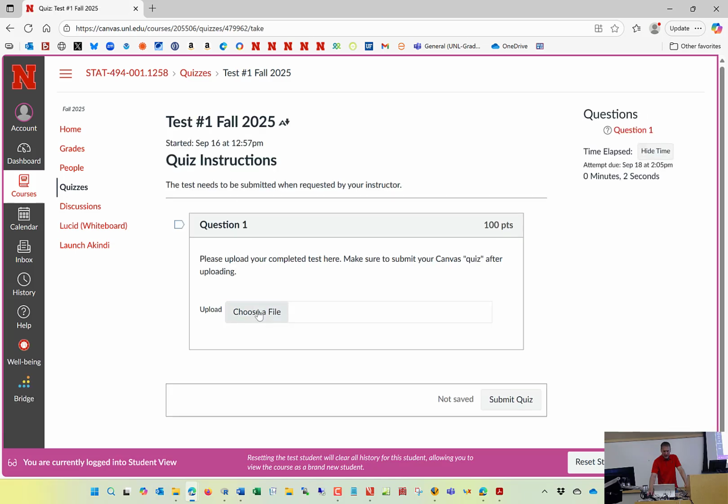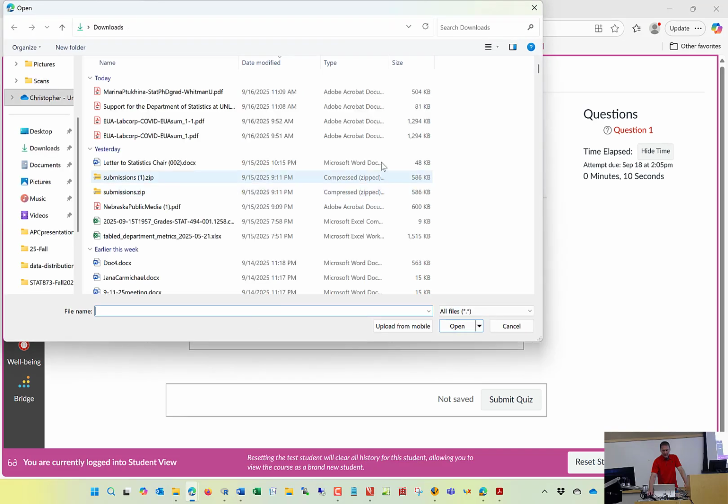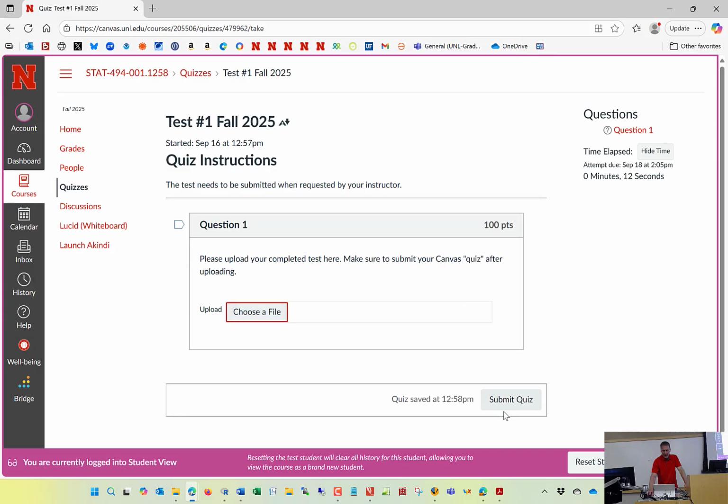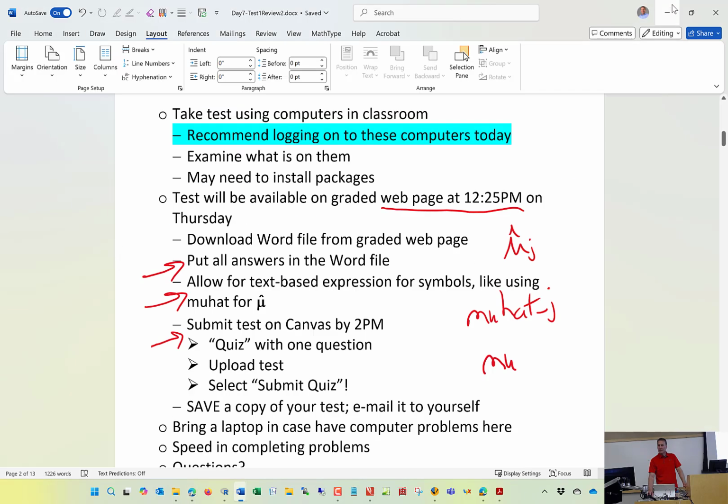And what you'll do is simply upload your test that's completed. Please make sure you put your name in the file too, just to make sure. Choose your file, find it on your computer, and then don't forget to do this. Submit the quiz. I will not have access to what you've turned in unless you do submit the quiz. Don't forget to do that. Any questions about that? Okay.